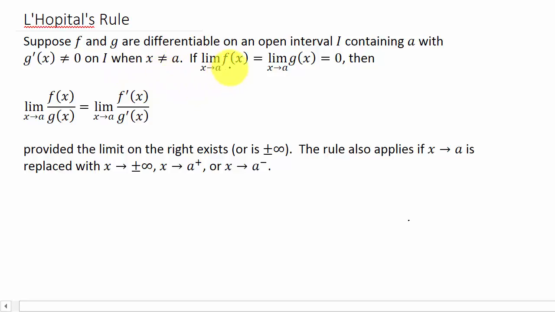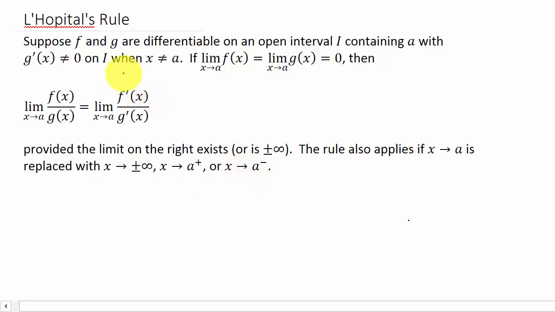If the limit of f of x and the limit of g of x as x approaches a are both equal to 0, then the limit of f of x over g of x as x approaches a is equal to the limit of f prime of x over g prime of x as x approaches a, provided the limit on the right exists or is plus or minus infinity. And the rule also applies if x approaches a is replaced with x approaches plus or minus infinity, or approaches a from the right or the left.